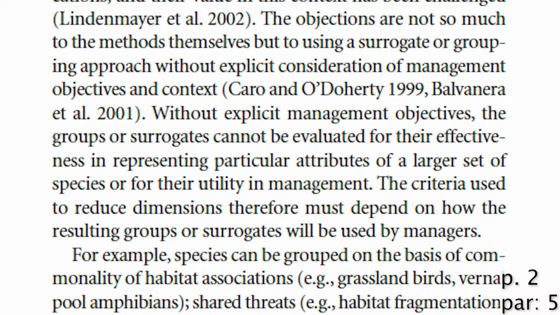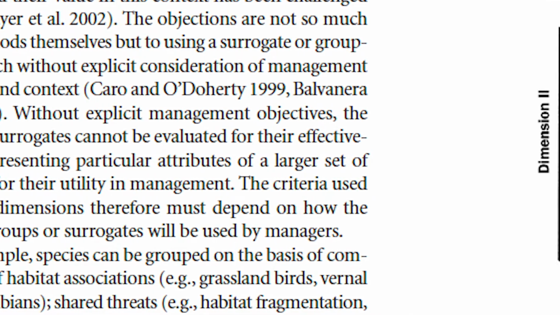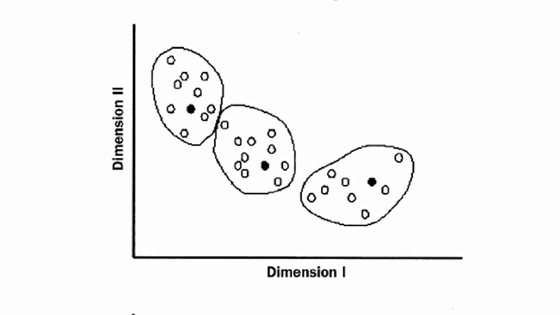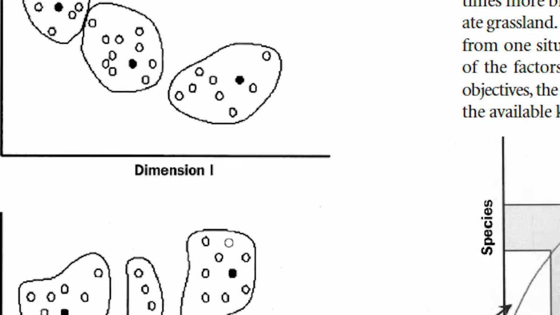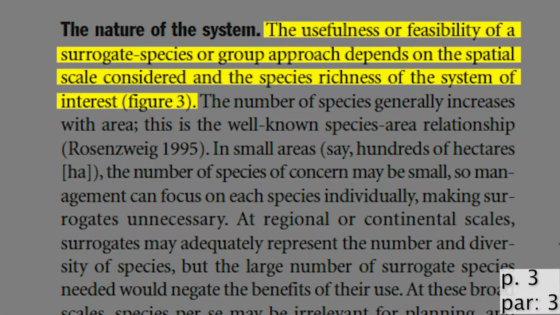So, when are surrogate approaches useful? Figure 2 shows it best. As you can see in the figure, these groups of species are split up based on two variables. Splitting up species into these groups is useful when they share common variables or traits, like habitat and food sources. Given this, the usefulness or feasibility of a surrogate species or group approach depends on both the area of management and the species richness of the system of interest.